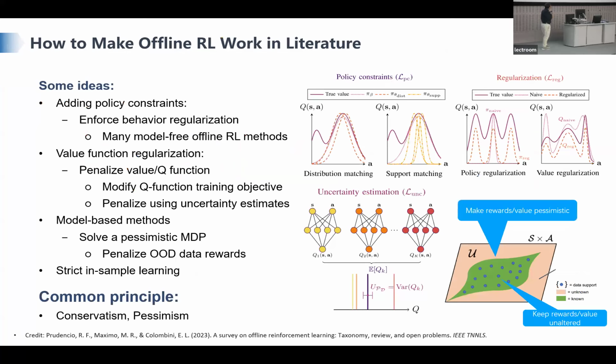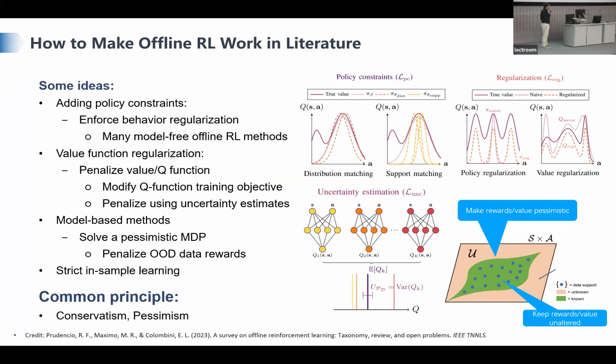And so if you look at the literature in the past 5 years, almost 1,000 papers have come out about offline RL. Basically, people have figured out different ways to make it learn in a stable fashion. For example, some very straightforward ways, like adding policy constraints to constrain the learned policy to not deviate too much from the offline dataset.